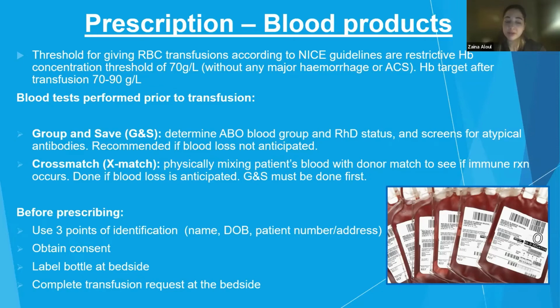Before prescribing, you should use the 3 points of identification to make sure you're giving the right medication to the right patient, or the right blood product. So you should check their name, date of birth, their number or address. You should obtain consent, label the bottle at the bedside, and complete the transfusion request at the bedside as well. And if you can move on to the next slide, please.